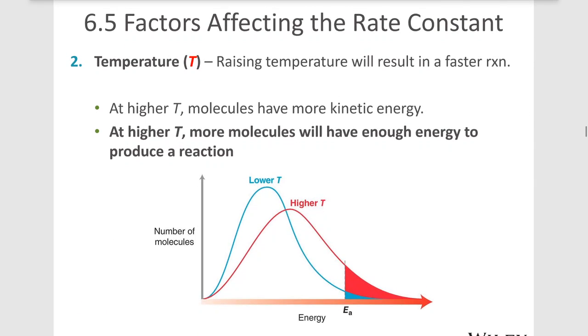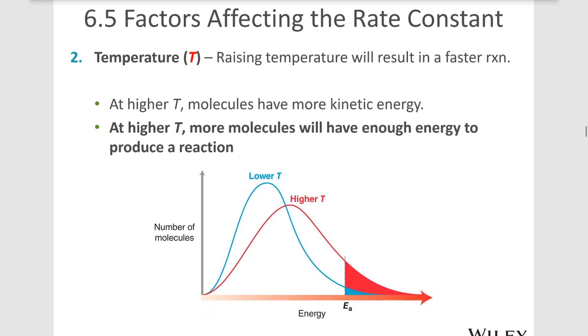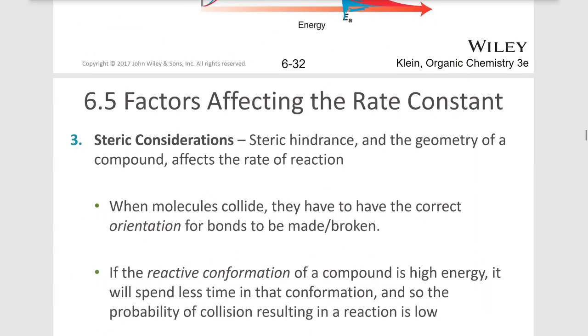Okay, another factor affecting the rate constant is going to be the temperature. So raising the temperature is going to increase the rate of the reaction. At high temperature, molecules have more kinetic energy. Like we were talking about earlier, at a lower temperature, we may only have a smaller number of molecules, the ones to the right of this E A here, that have enough energy to go to products. But if we raise the temperature, we're going to increase the number of molecules in that system that have enough energy to go to products and produce the reaction, because at higher temperature, molecules are moving at a faster rate.